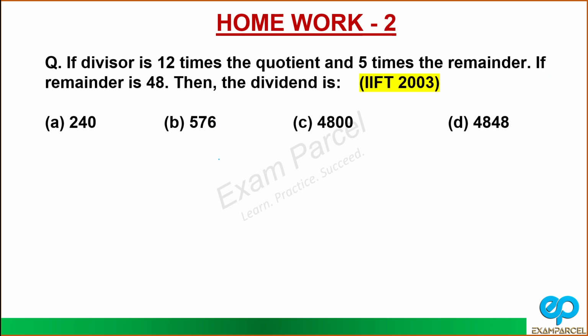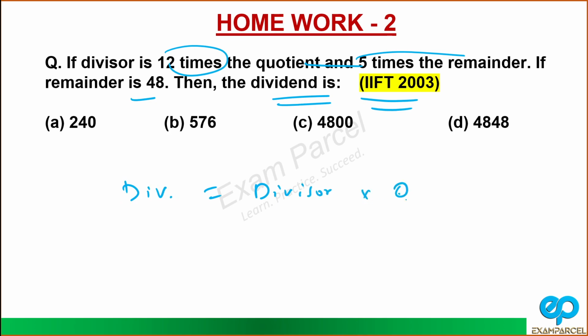And there is one more question. This is from the IIFT 2003 paper. If the divisor is 12 times the quotient and 5 times the remainder, and the remainder is 48, then what is the dividend? Here you can use the formula, dividend equals divisor into quotient plus remainder. But before that you will have to find a relation between divisor, quotient and remainder. You have to use this information, 12 times, 5 times, and you will get some value. This is not that hard a question, so please put your answer in the comment section for both homework 1 and homework 2.